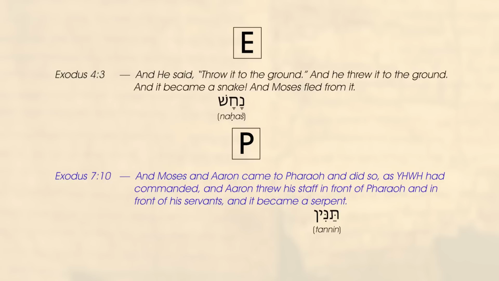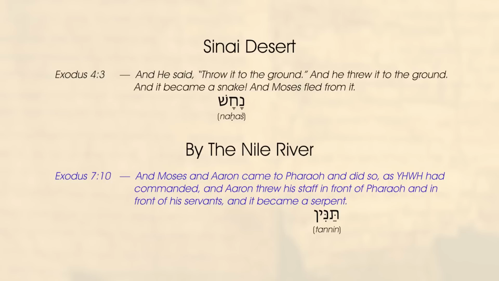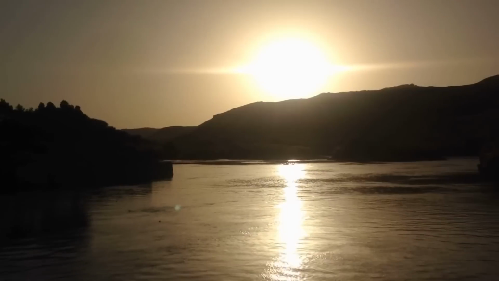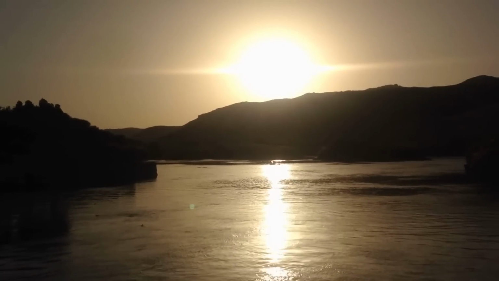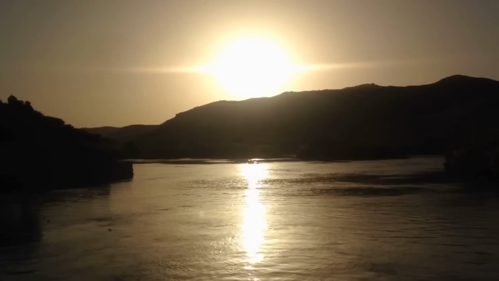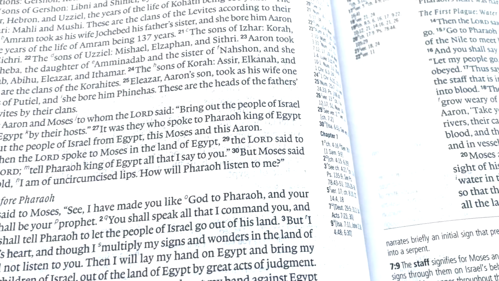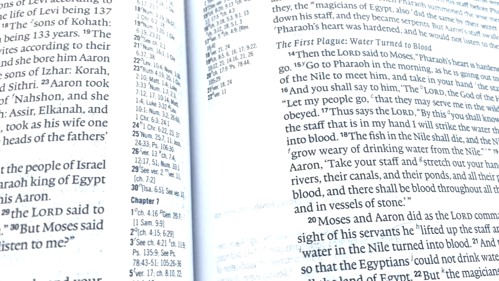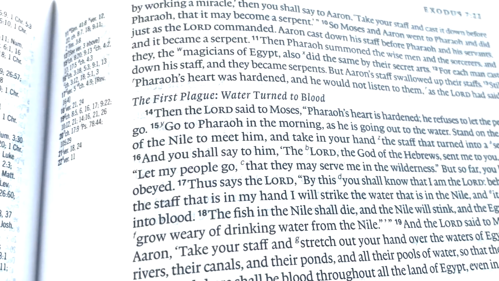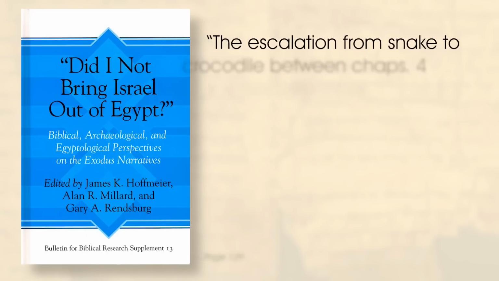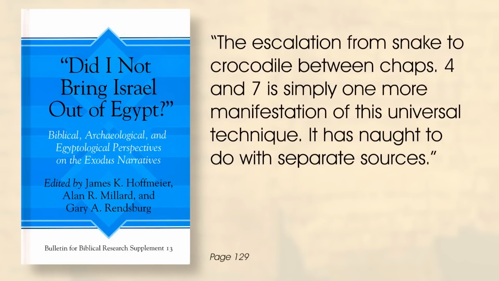But Rendsburg argues the change is expected due to changes in location. The word tannin is more appropriate to use at Pharaoh's palace, given that they are on the banks of the Nile, and it's the same word used for crocodile. Moreover, it demonstrates escalation, which we see throughout the narrative of miracles becoming more grand and more devastating. The escalation from snake to crocodile between chapters 4 and 7 is simply one more manifestation of this universal technique. It has nothing to do with separate sources.